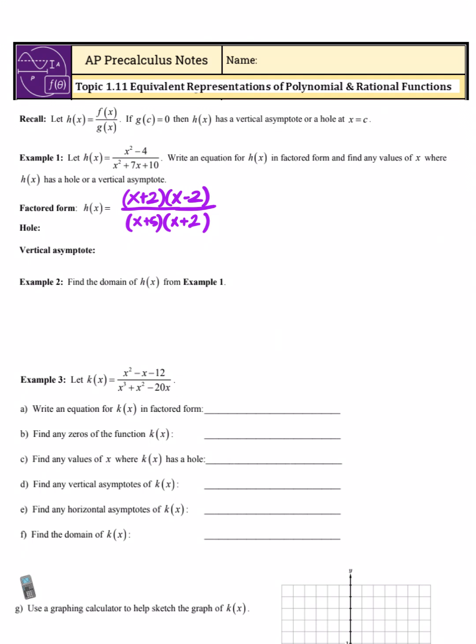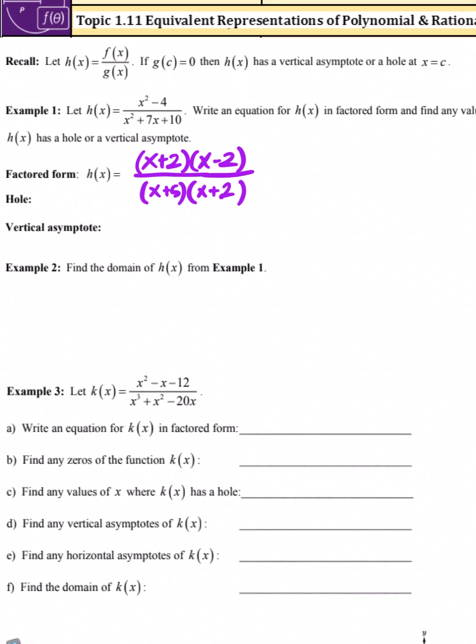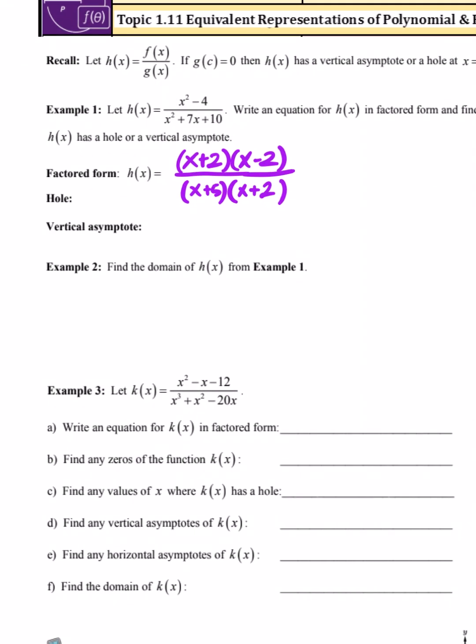So we can see here, because these common factors of x plus 2 will cancel out, we're going to have a hole at x equals negative 2, again, because those two are canceling out. We have a vertical asymptote at x equals negative 5, because of that factor x plus 5 in the denominator. So this means x cannot ever be that location of the hole or the vertical asymptote at negative 2 and negative 5.